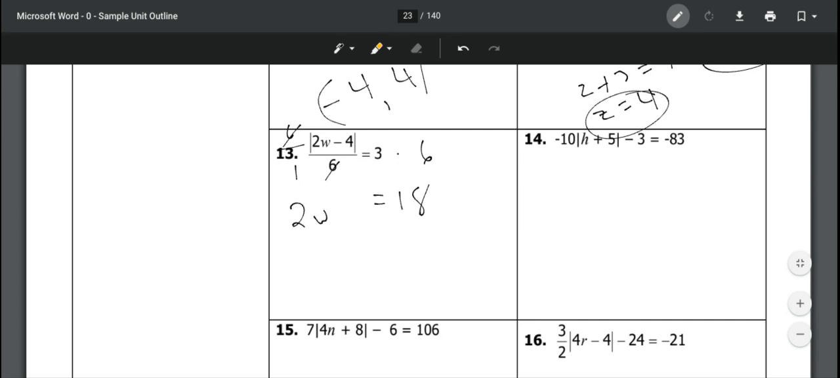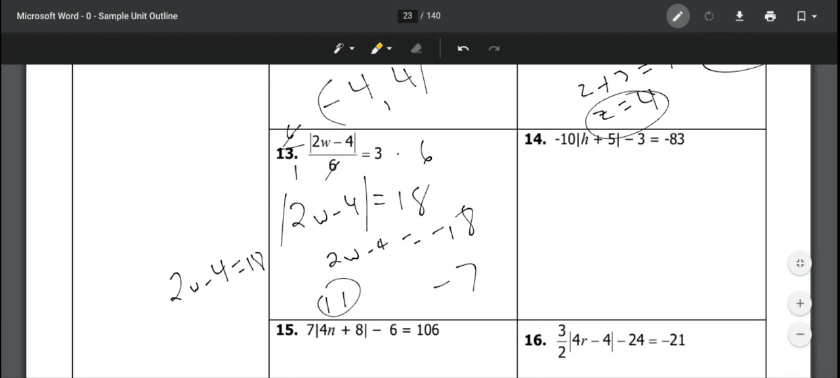And then we have the absolute value of this. Do not forget to carry that down. And then we have 2w minus 4 equals 18. And 2w minus 4 equals negative 18. And then when you solve them, you should be getting negative 7 over here and 11 over there. There's your two answers. I'm not going to solve the equations because that we should already know how to do.